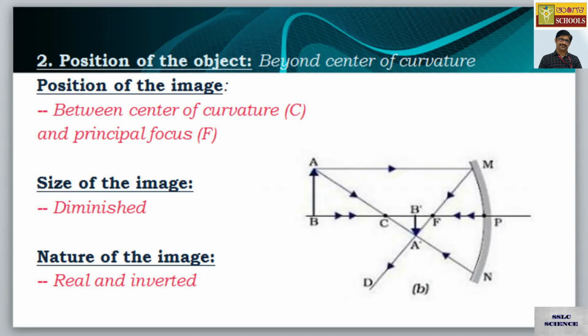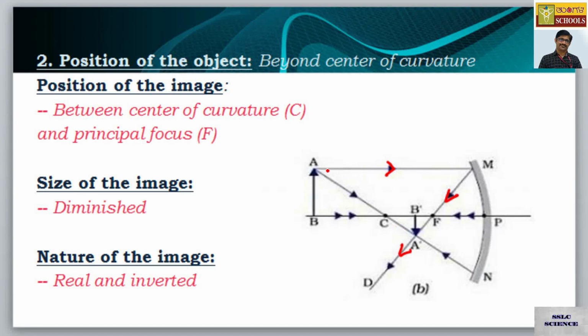Next position will be beyond the center of curvature. Beyond the center of curvature. So you are keeping the object AB beyond C, not at infinity. You are bringing it onto the principal axis and onto the table, and hence it is just away from C. You are keeping the object just beyond C. So for this, the topmost ray, which passes parallel to the principal axis, should pass through F. It is moving like this.